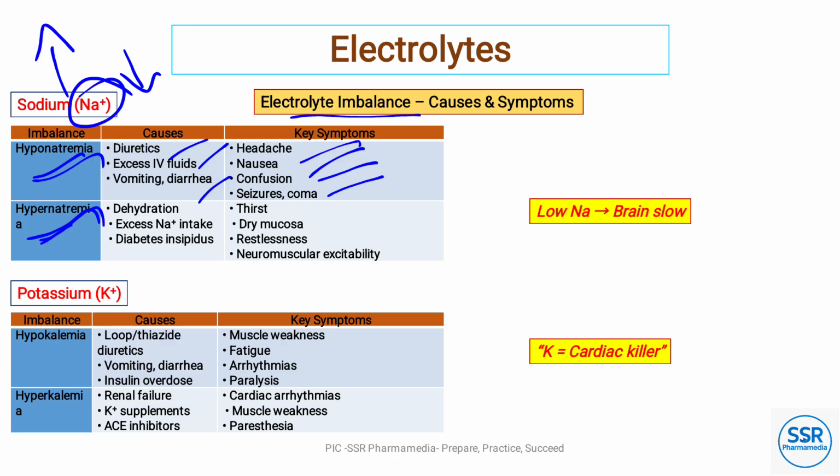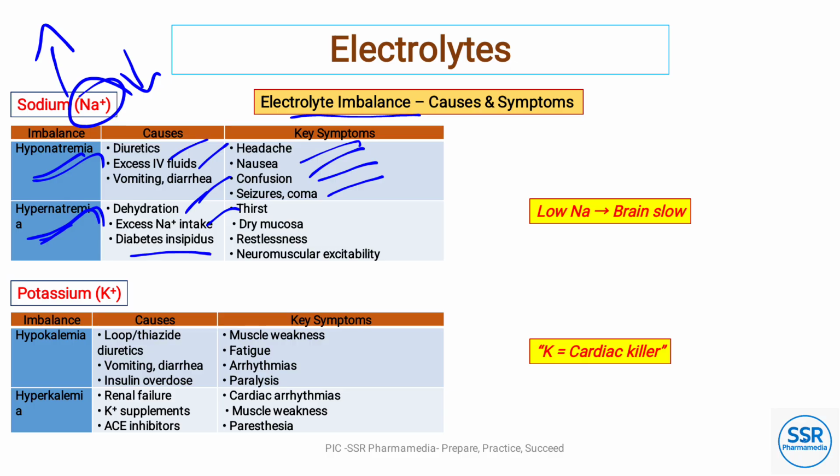Hypernatremia. When will we get hypernatremia? In dehydration. Dehydration means water gets evaporated from our body, and only the sodium salt content is higher in our body. In that condition, the sodium level may increase. Also excess intake of salt, sodium chloride, like when we eat fast food and add more salt to chat items. In that way, sodium level is increasing. So it is called hypernatremia.